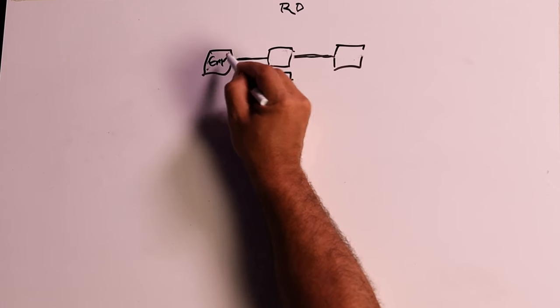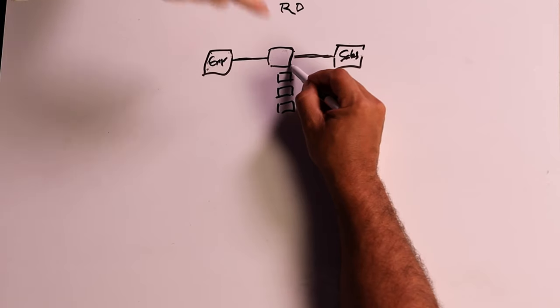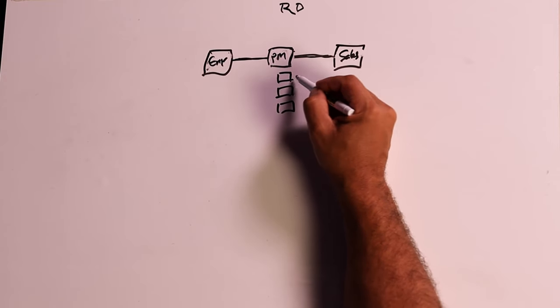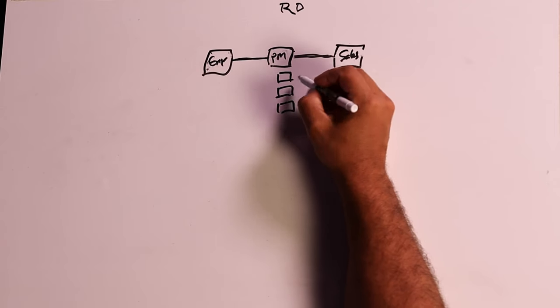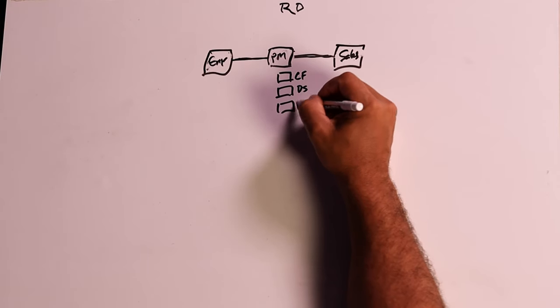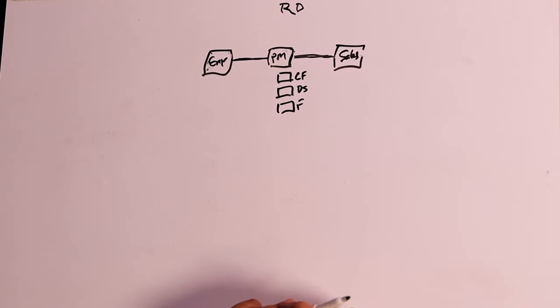You could do engineering and sales. Yeah. So engineering and sales. And what's the relationship between them? A product manager. Product manager or product management. And what would be the parts of that? Customer feedback. Design specs. Features. All of user stories. You know, all that kind of stuff, right?